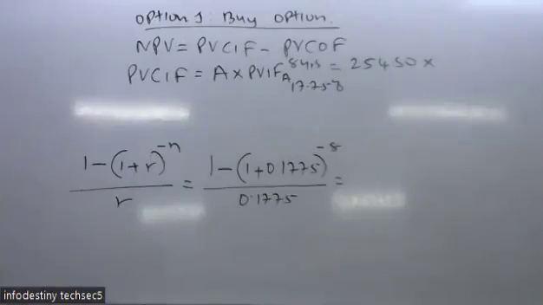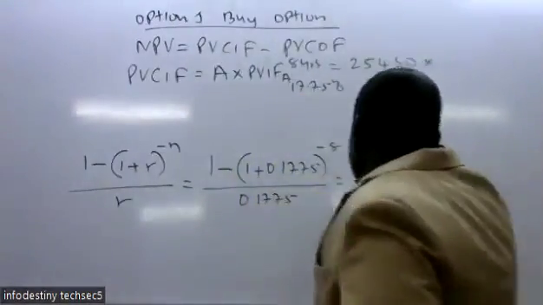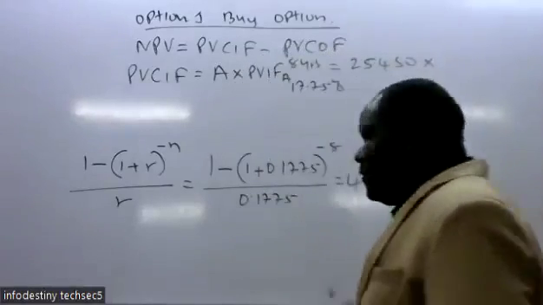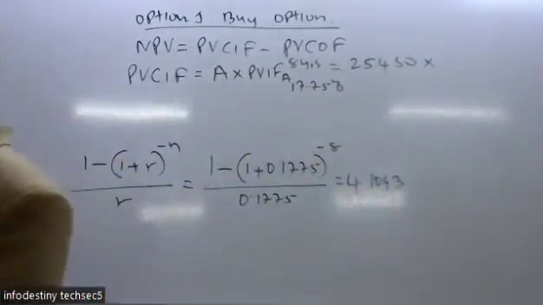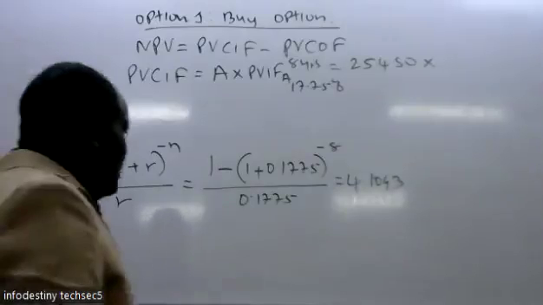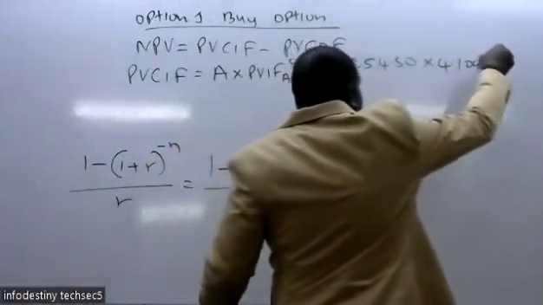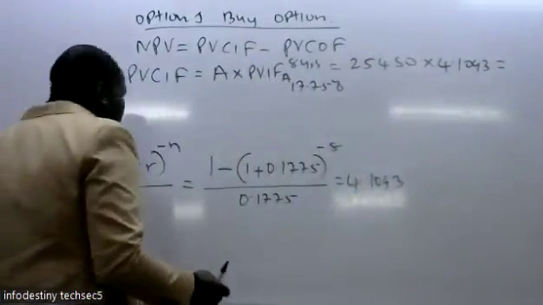I've seen online 4.1093. So it is 4.1093, like that. So now from there, you multiply the cash inflow by 4.1093 to give you present value for the cash inflows.